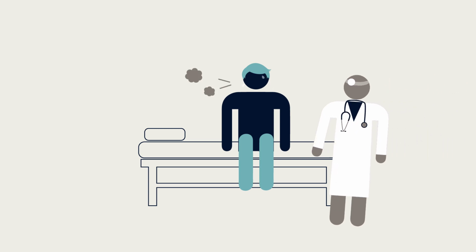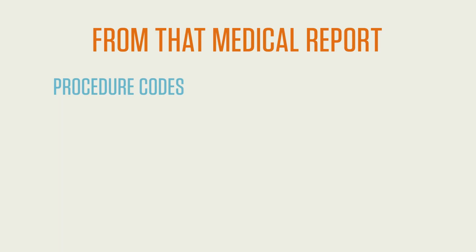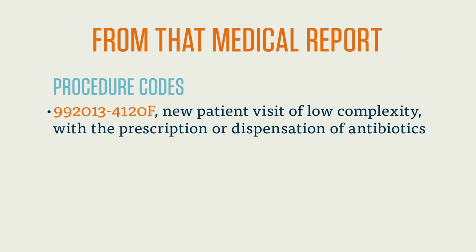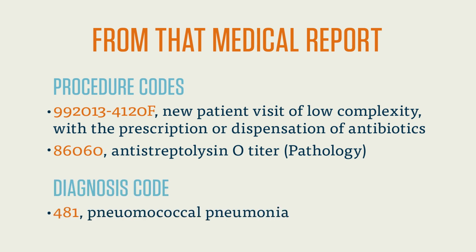If you'll recall, after examining the patient and performing a pathology test, the doctor diagnosed the patient with streptococcal pneumonia and prescribed a 2-week regimen of antibiotics. From that medical report, we got these codes. Procedure codes: 99201, 3-4120F, a new patient visit of low complexity with a prescription or dispensation of antibiotics. 86060, antistreptolysin O titer, pathology. Diagnosis code 481, pneumococcal pneumonia.